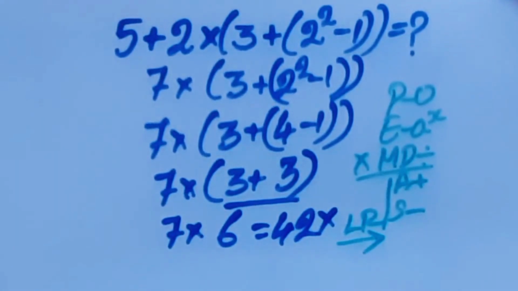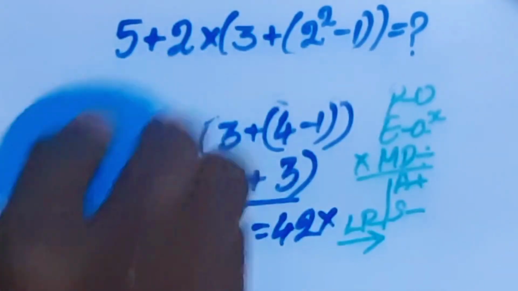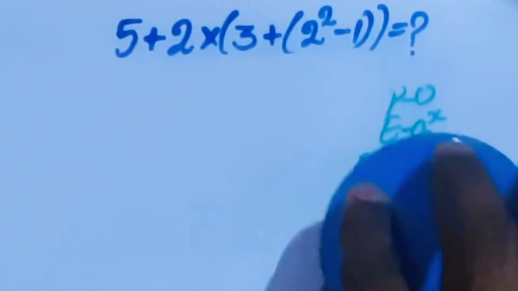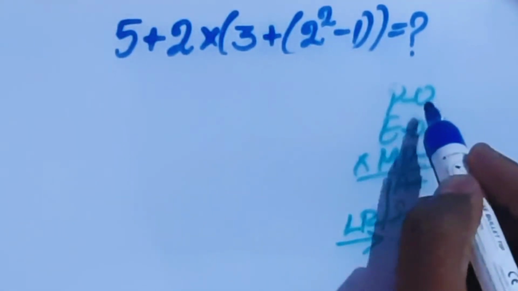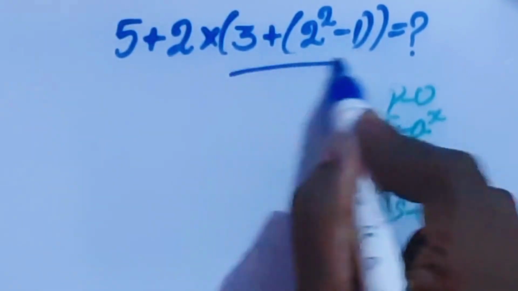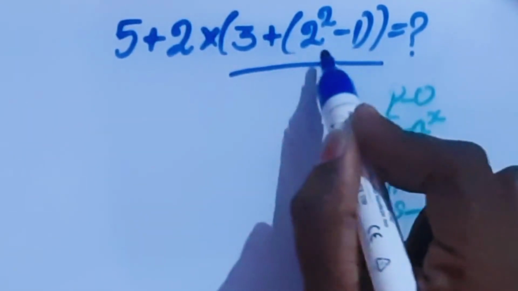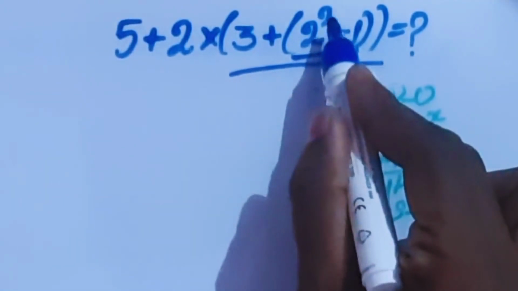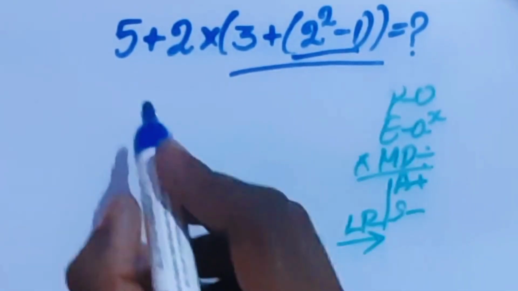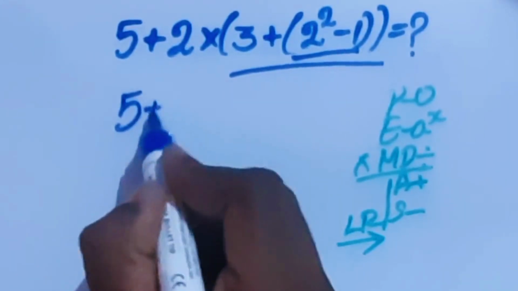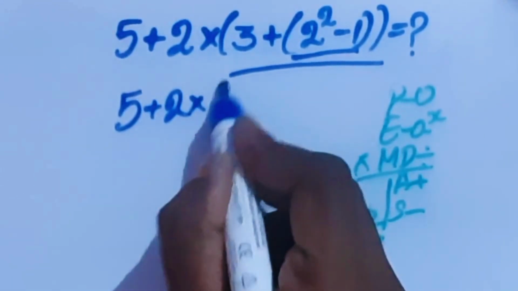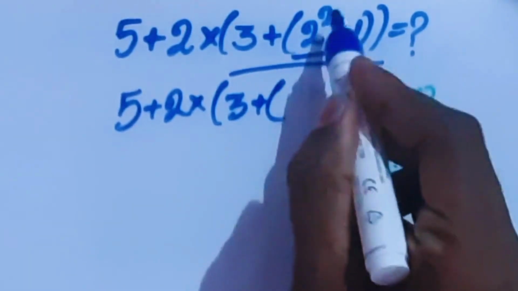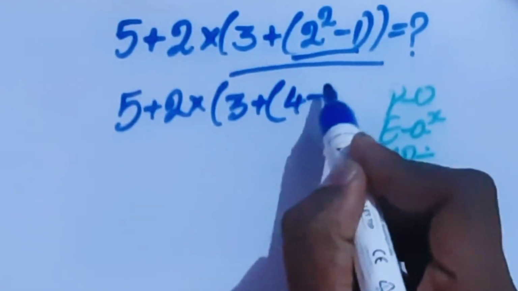Now we are going to solve this problem in the correct way by using this order of operations PEMDAS. Here, as per PEMDAS, the bracket is higher priority. Here we have two brackets. Inside the bracket is first priority. So we have to do this 2 power 2 minus 1 first. So 5 plus 2 times 3 plus this is 2 power 2 is 4 minus 1.